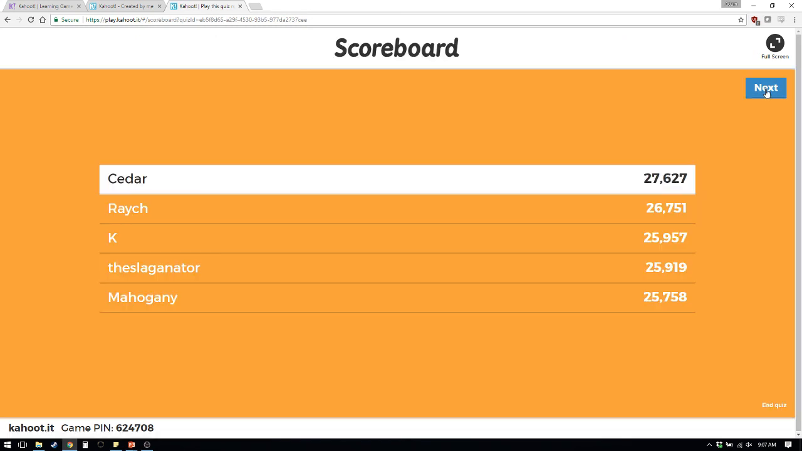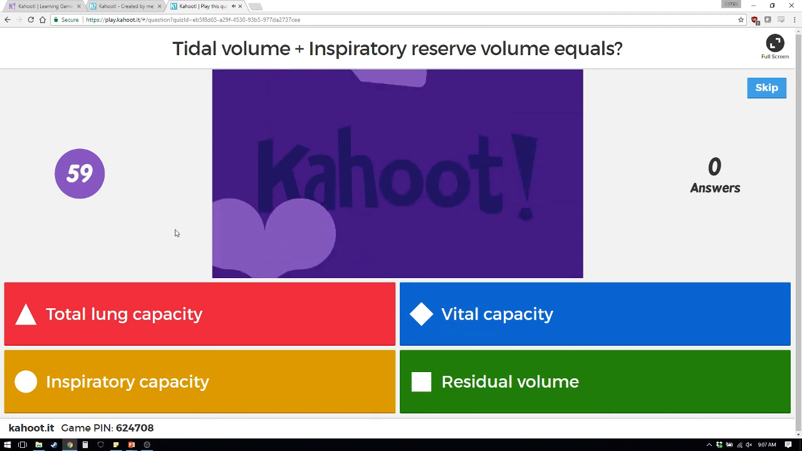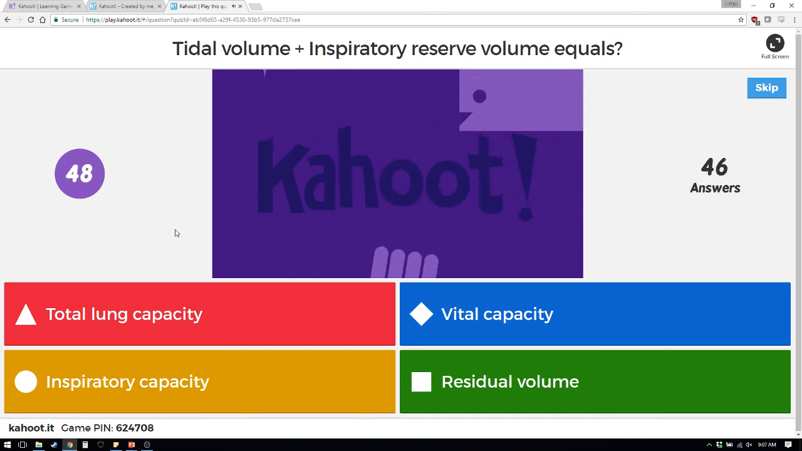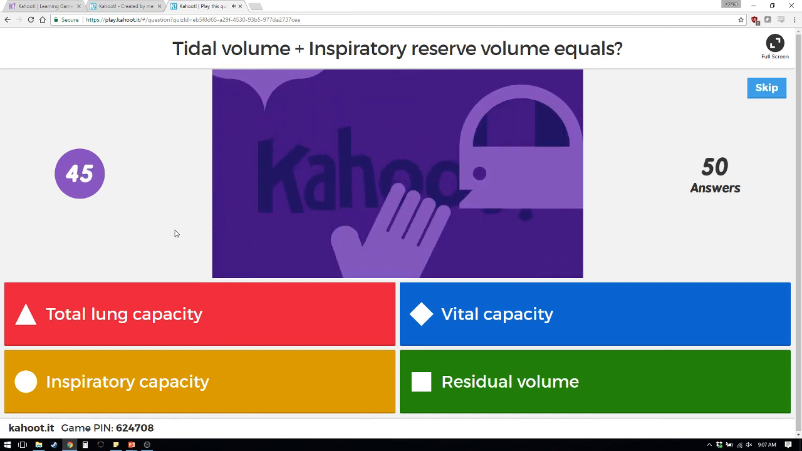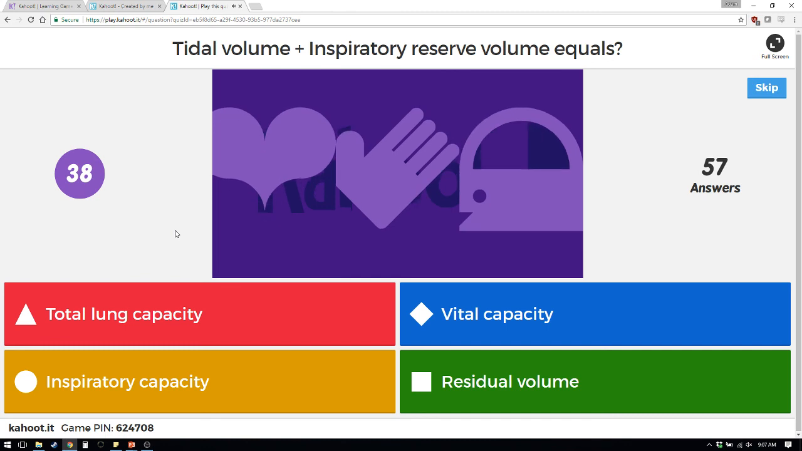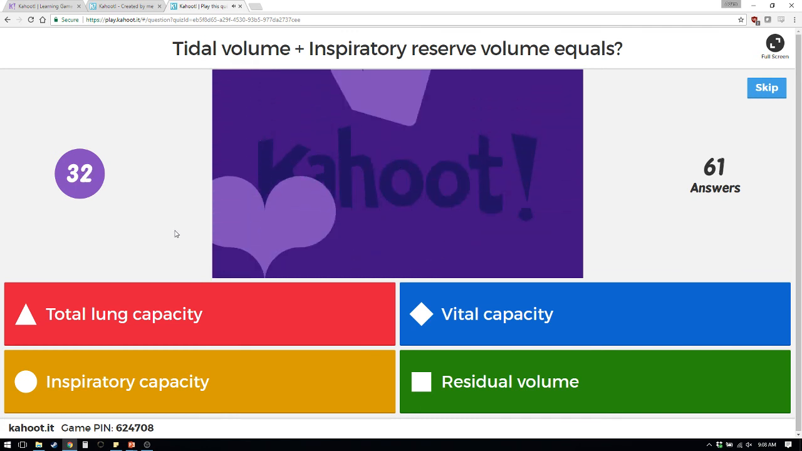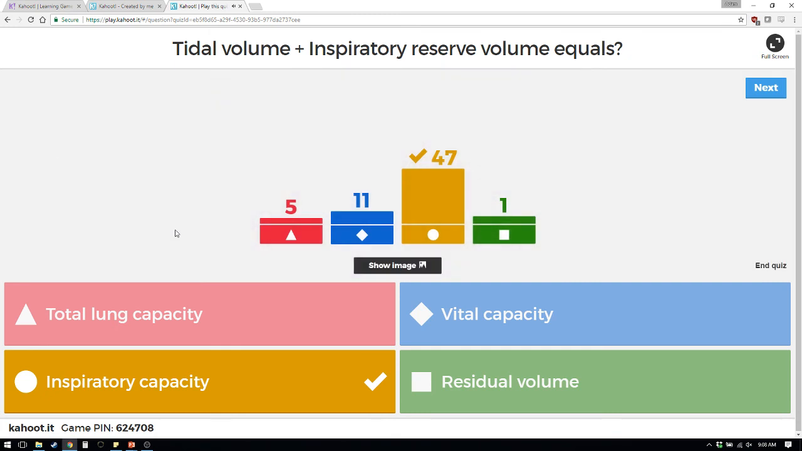Cedar taking back the lead, all right. Tidal volume plus inspiratory reserve volume equals inspiratory capacity, right? So remember your definitions and knowing what those volumes are referring to.